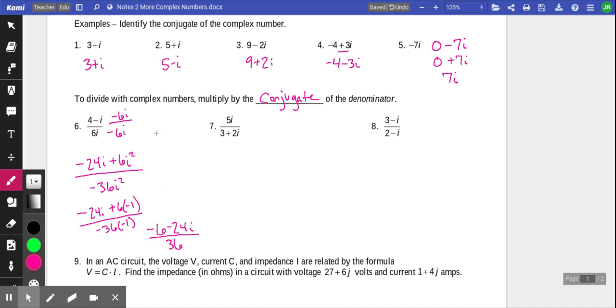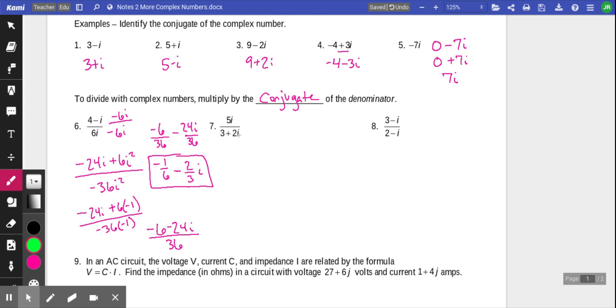What I'm going to do is separate my real component from my imaginary component. So this is going to give me negative 6 over 36 minus 24i over 36. And then simplify your fractions. So negative 6 over 36 is going to be negative 1 over 6, and minus the fraction 24 over 36. Both of those are divisible by 12, and that is going to give me 2 over 3. And then it has the i with it. So my final answer would be negative 1/6 minus 2/3 i.